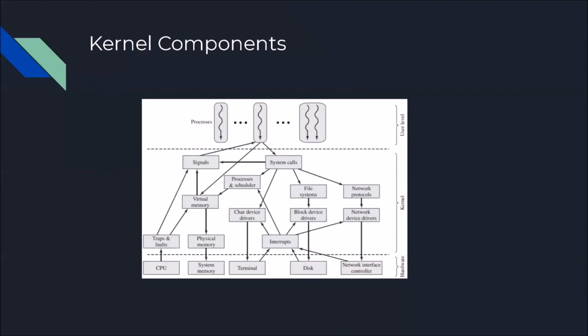block device drivers, which manipulate devices that read and write data in blocks; network device drivers, which control network interface cards and communication ports that connect to network devices. Traps and faults manage traps and faults generated by the processor. Physical memory controls the pool of page frames in real memory and allocates pages for virtual memory. Interrupts manipulate interrupts from peripheral devices.